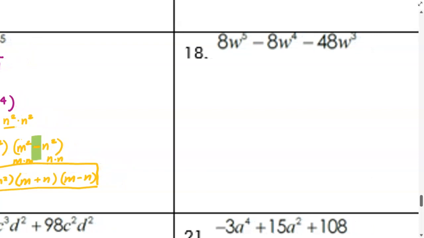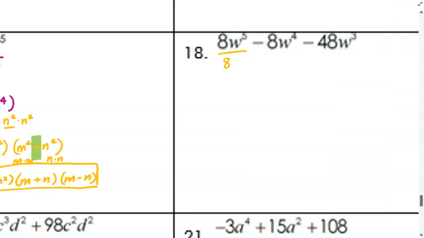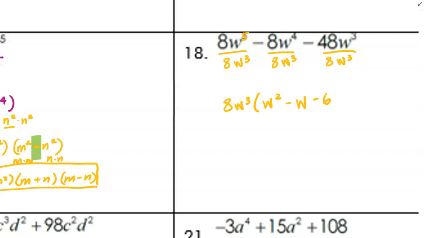Next, fifth, fourth, and third. I think they're all divisible by 8. 48 divided by 8. I think that's 6. Okay, so 8w to the third. There's 5, 4, and 3. So we know that there's 3 in common. So 8w to the third, we factored out. Here, since there's 5, and we took 3 away, there's 2. And then when there's 1, and there's 6. 48 divided by 8 is 6. And that's just going to be 1.